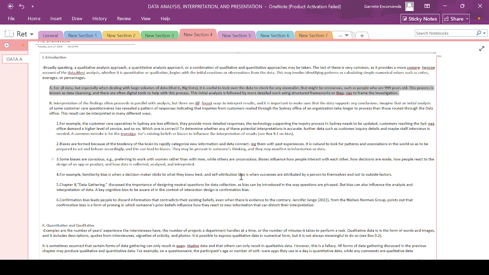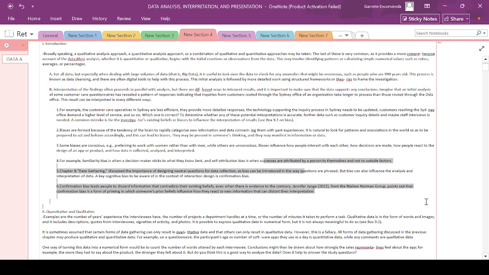Some biases are conscious, such as preferring to work with women rather than with men, while others are unconscious. Biases influence how people interact with each other, how decisions are made, how people react to the design of an app or product, and how data is collected, analyzed, or interpreted. For example, familiarity bias is when a decision maker sticks to what they know best, and self-attribution bias is when successes are attributed by people to themselves and not to outside factors.